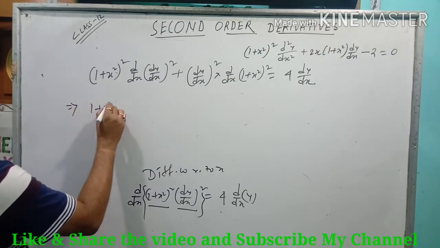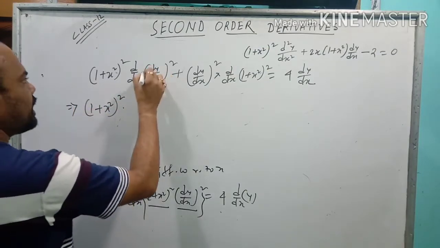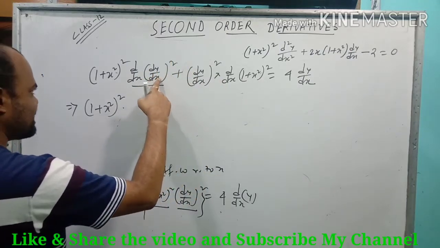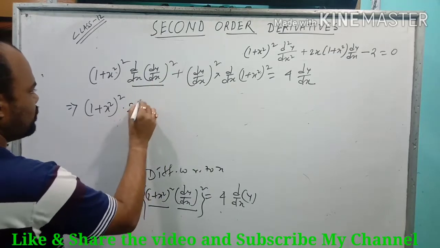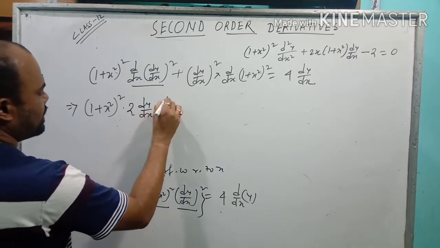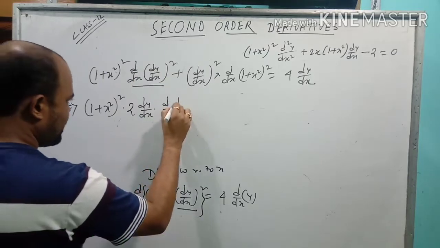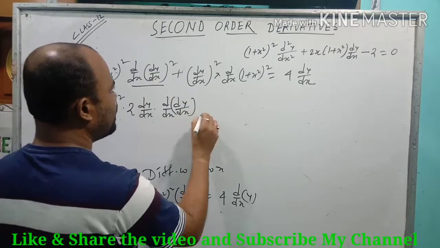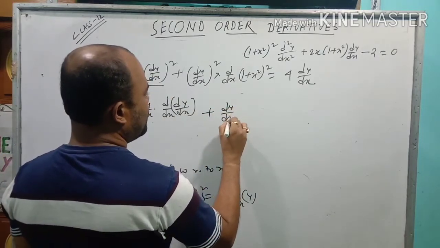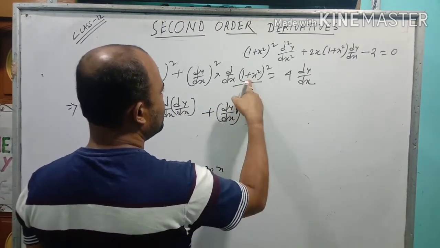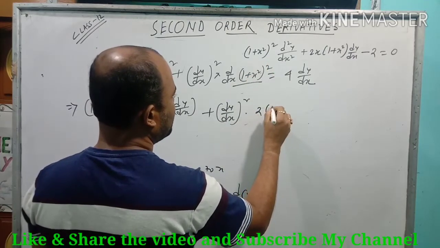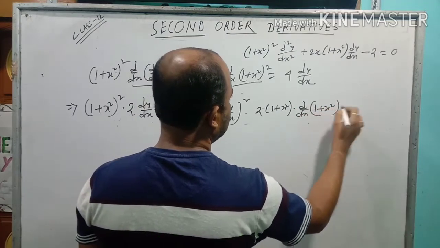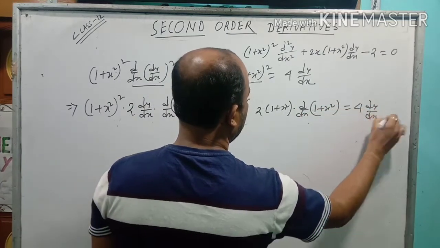Now see the next step, (1 plus x square) whole square. Here again d/dx of (dy by dx) whole square, again apply the chain rule. Consider dy by dx as x, so d/dx of x square is what? 2x. So it will be 2 dy by dx into whatever is considered as x, multiply d/dx of that part, that is d/dx of dy by dx. So this is clear. Now here (dy by dx) whole square, here again chain rule, d/dx of x square is 2x, 2 into (1 plus x square) into d/dx of (1 plus x square) equal to 4 dy by dx.